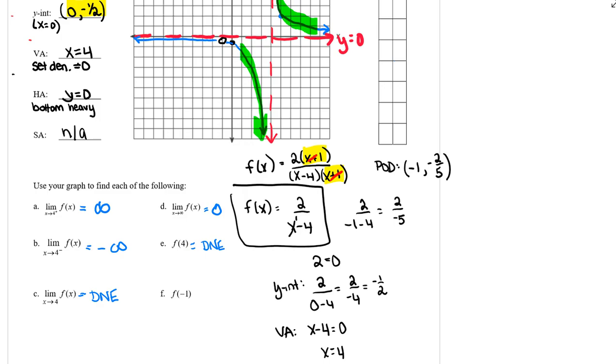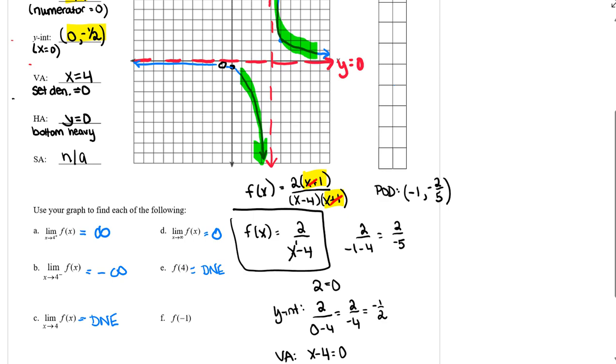And as far as the value of our function at x equals -1, well, this function at x equals -1 has a hole. What that tells us is that there is no output for an input of x equals -1.